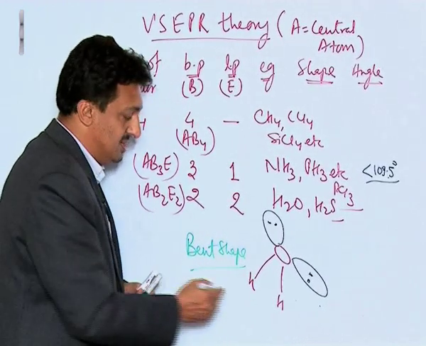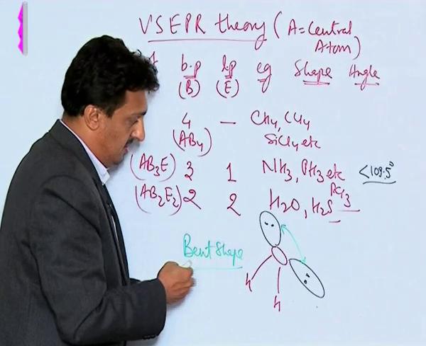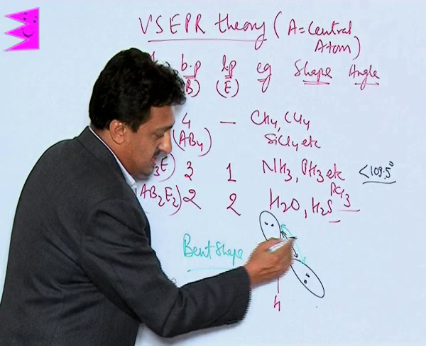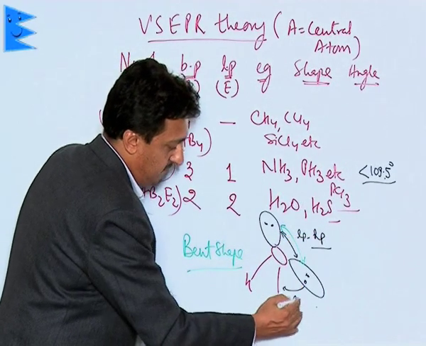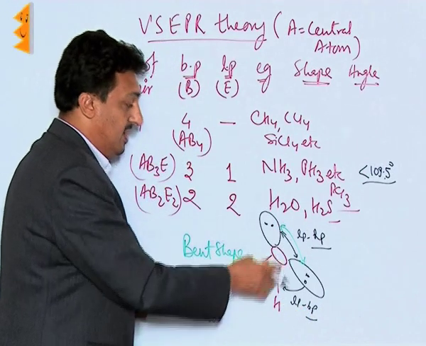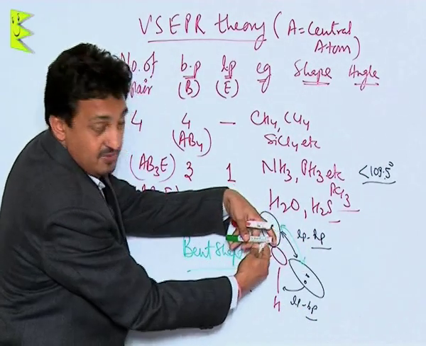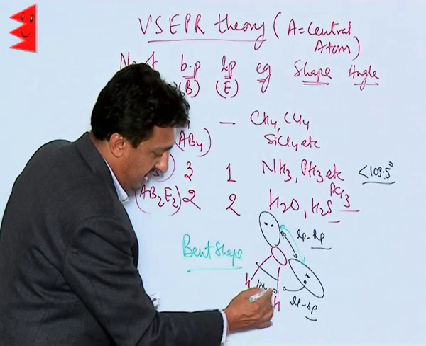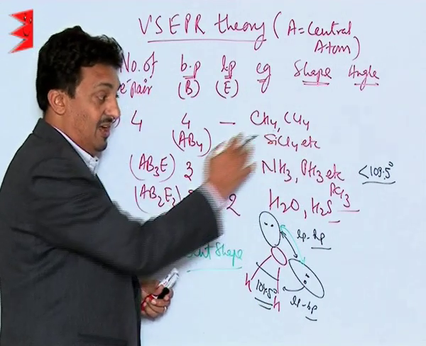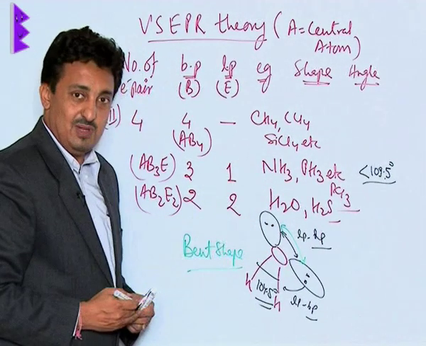bent shape. Why bent shape? Because this molecule has both lone pair repulsion and lone pair, bond pair repulsions. So these repulsions bend this water molecule like this. This angle becomes very small, it's 104.5 degree, very much less than 109.5. Why? Because it has 2 types of very strong repulsions.